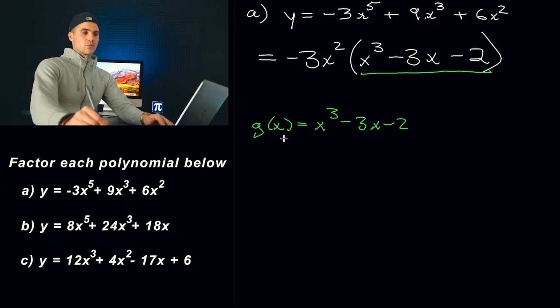So what we do here is we got to do factor theorem, right? So we got to test a bunch of numbers. Let's first try out 1. If we plug in 1 here, is it going to give us 0? Well, we would have 1 minus 3 minus 2, which would give us negative 4, like that.